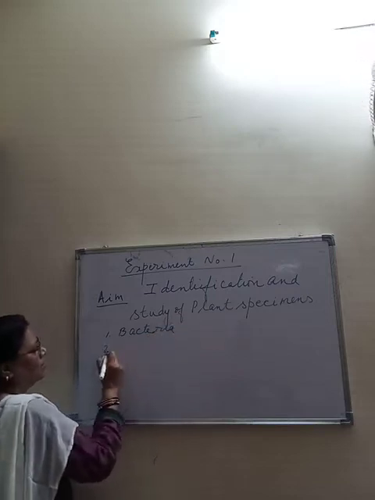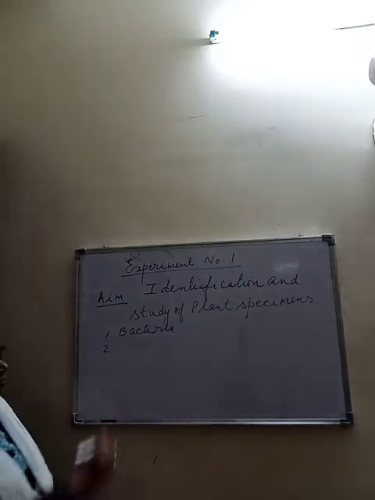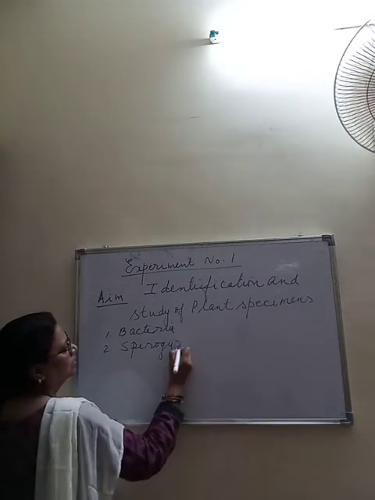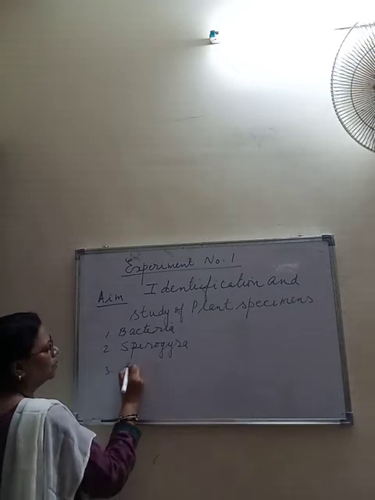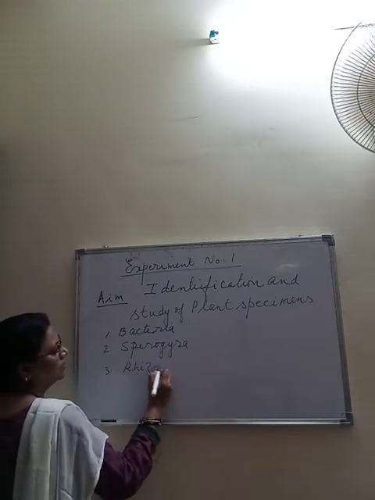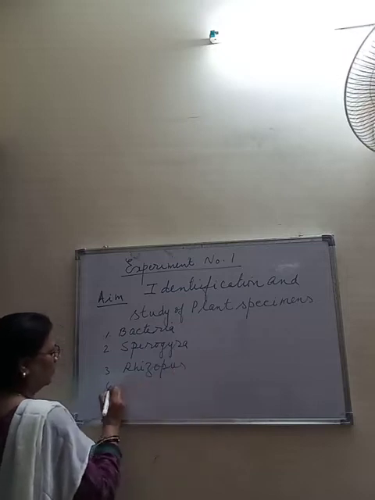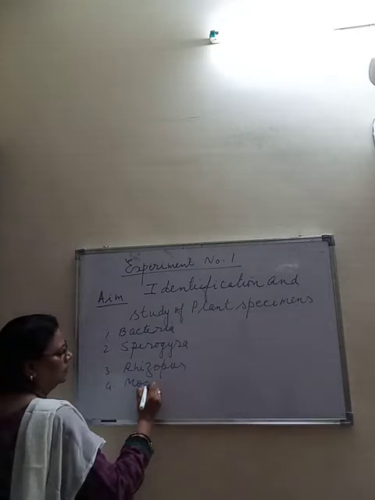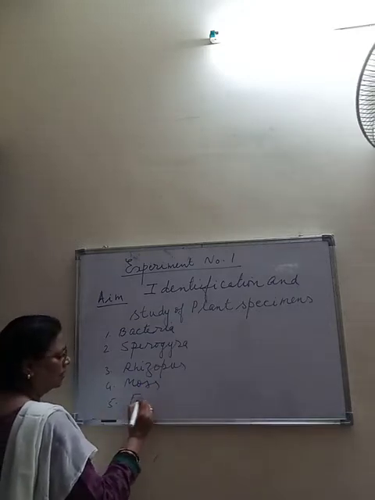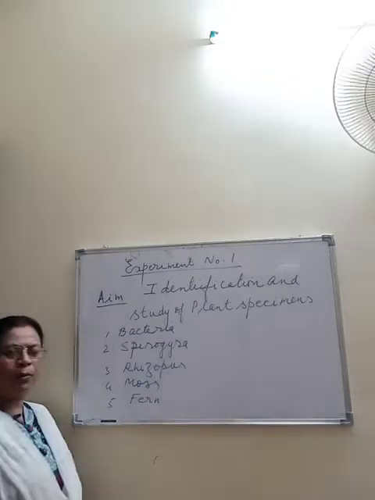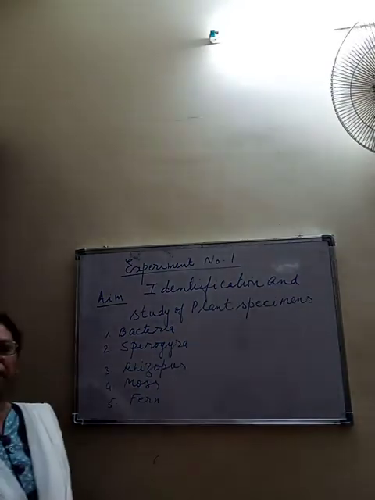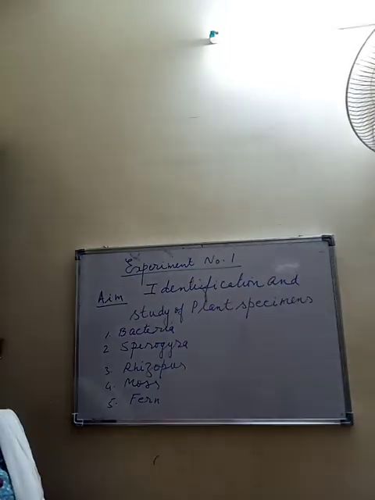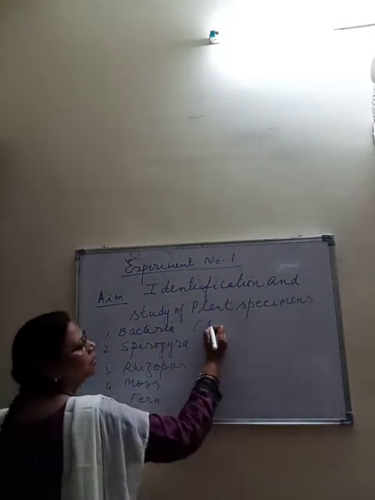second is Spirogyra, third is Rhizopus, fourth is moss, and fifth is fern. Actually you are supposed to study many more, but I have selected 5 important ones to be written in your copy. Bacteria belongs to the kingdom Monera.